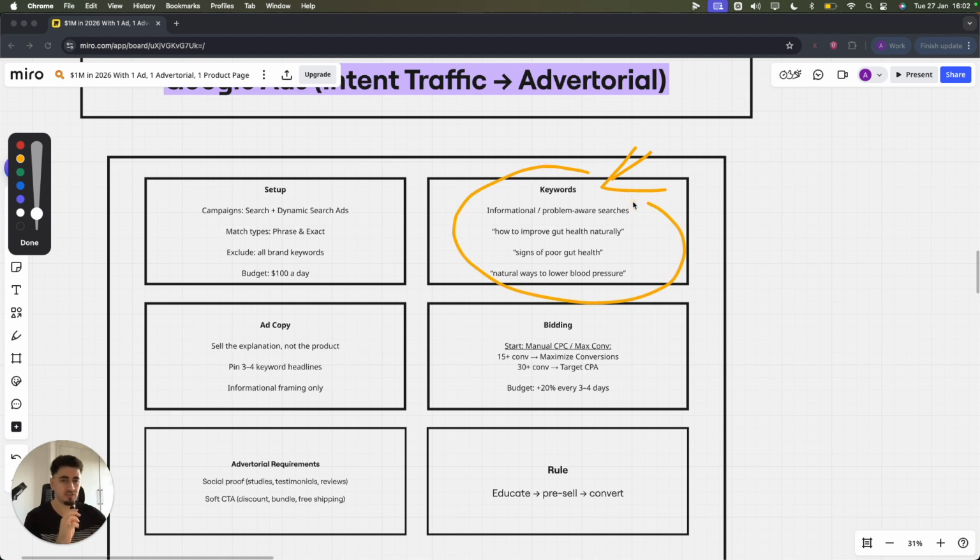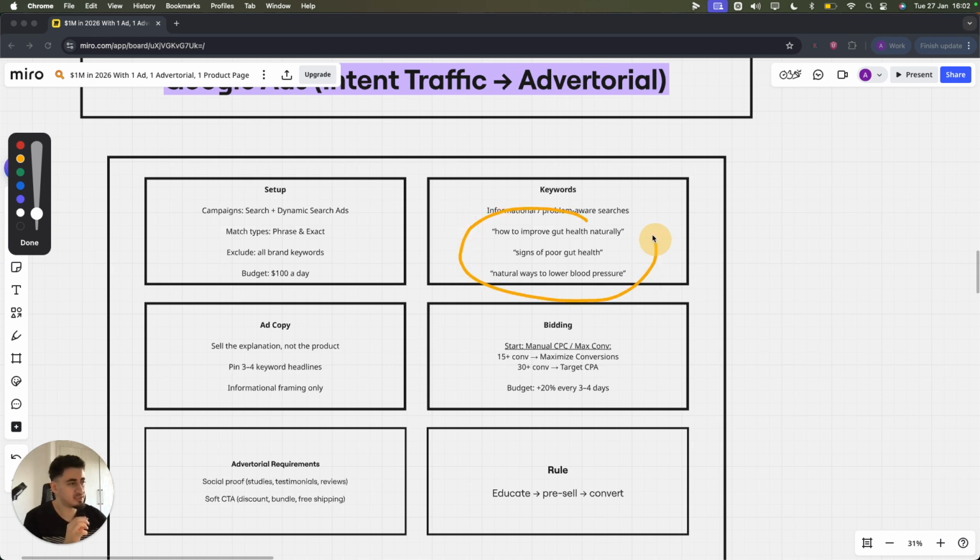And this is why I love Google Ads, because they're actually able to target specific keywords based on your offer and based on the type of product you're selling. So for advertorials, what works well is just top of funnel queries, right? So informational, problem-aware searches, right? Like the how-tos, the whys, and then obviously the signs of blah, blah, blah, natural ways, blah, blah, blah.